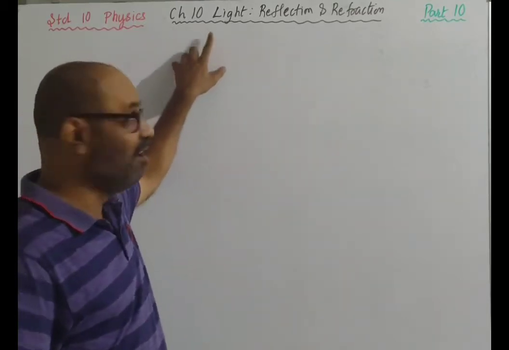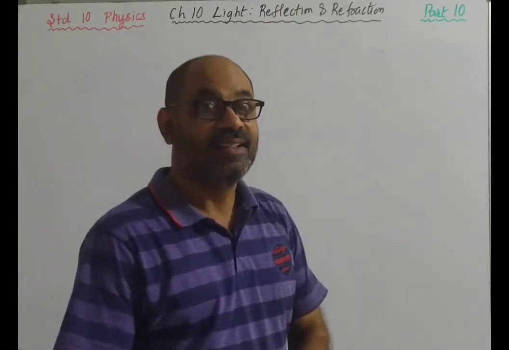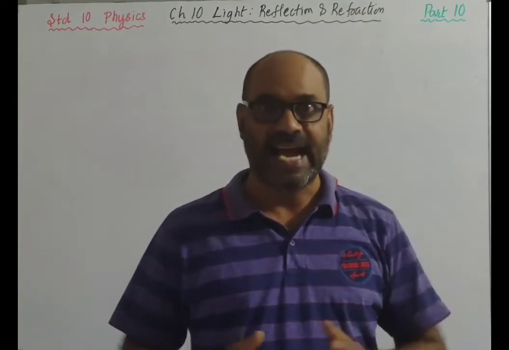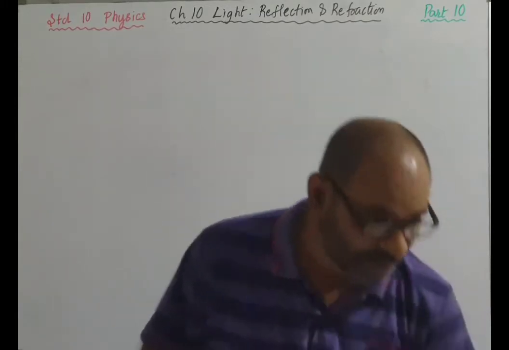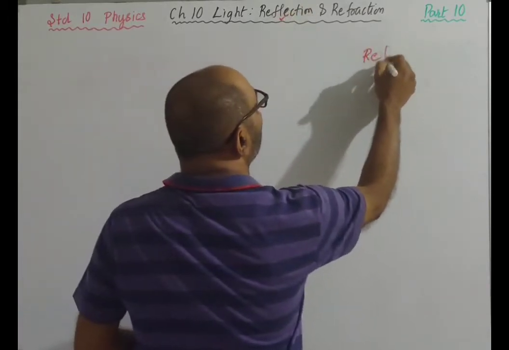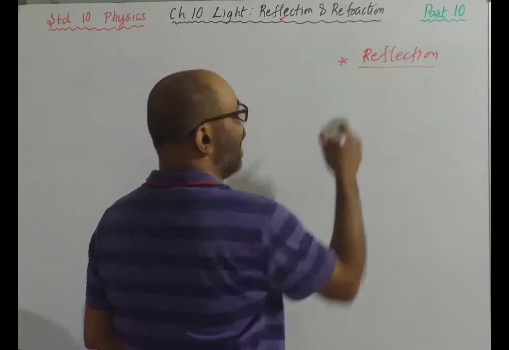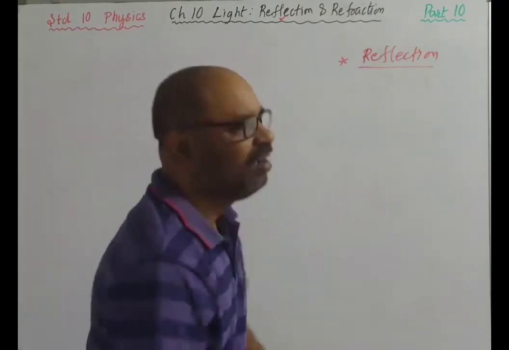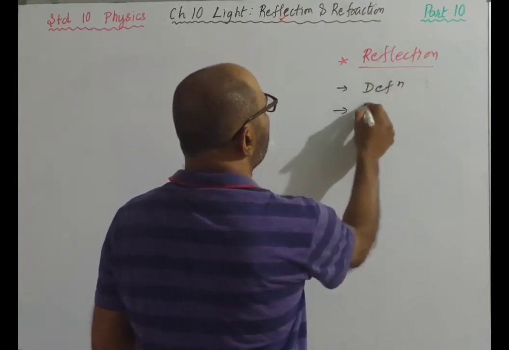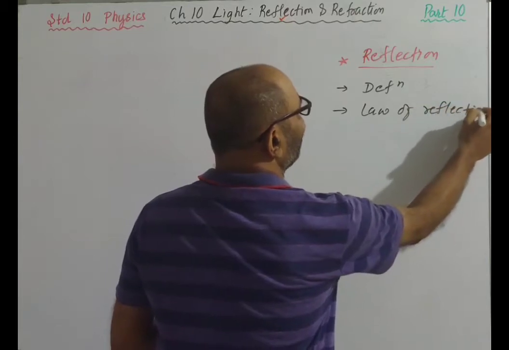It's chapter 10, Light, Reflection and Refraction, and we are in the 10th session now. So far we completed 9 sessions in which we learnt about reflection of light, correct? And in this reflection, what did we learn, children? 1. Definition of reflection. Next, laws of reflection of light, correct?